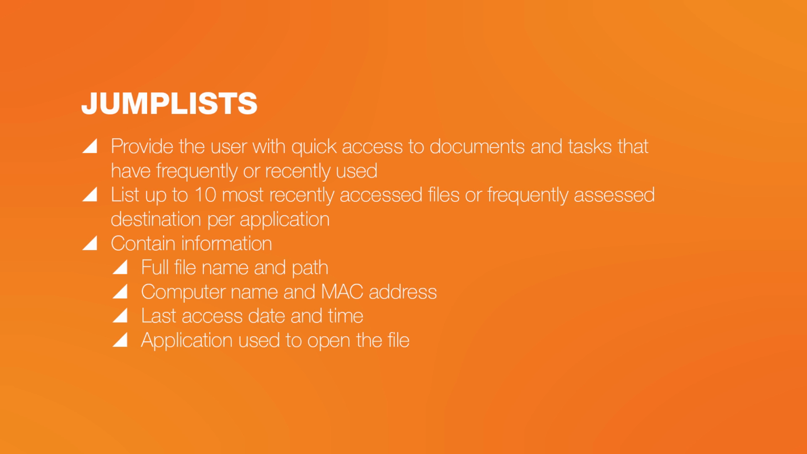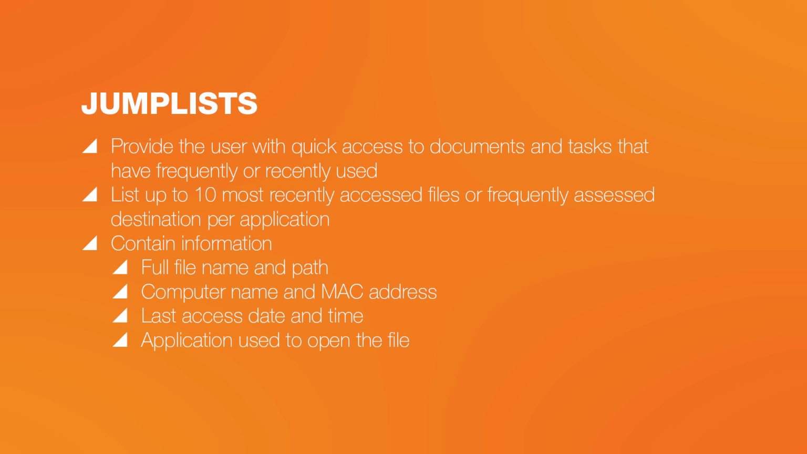Jump lists are a new Windows 7 feature that provides the user with quick access to the documents and the tasks that are frequently or recently used. On the taskbar, jump lists appear for applications that you have pinned to the taskbar and applications that are currently running to provide you a list of recently accessed documents or frequently accessed destinations, depending on the application.